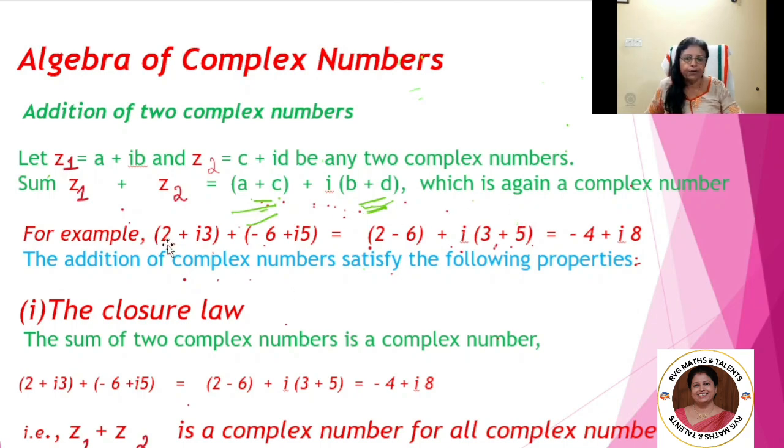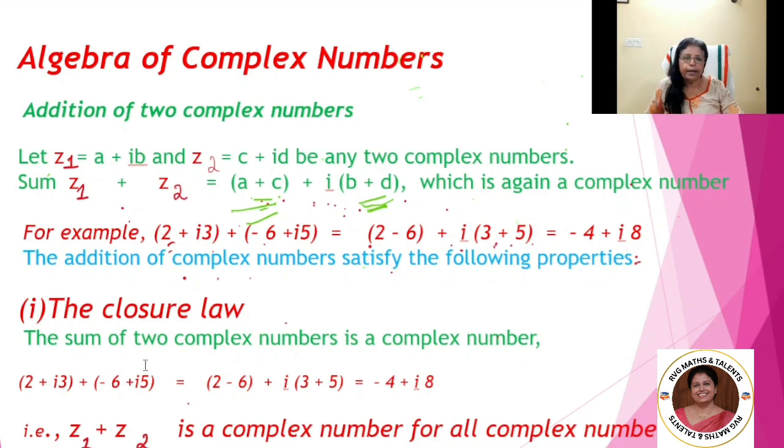For example, 2 plus i3 and minus 6 plus i5. How can we add this? Find the sum of real parts: 2 plus minus 6, that is 2 minus 6. And what is the imaginary part? i into 3 plus 5, the sum of the imaginary parts. So, you will get minus 4 plus i8 as the new complex number.